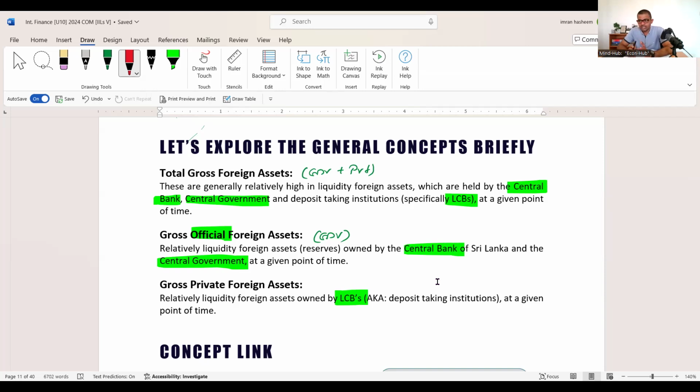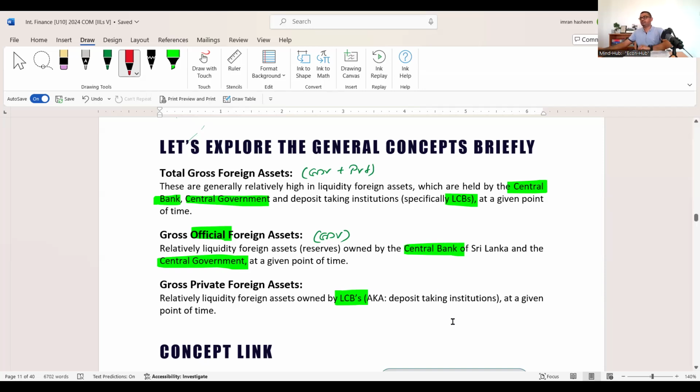Okay. So these terms, you need to have an idea. Total means government and private sector foreign reserves, assets. Gross means the assets before minusing the liabilities. Official means Central Bank of Sri Lanka mainly and Government of Sri Lanka or central government, official. Private means mainly deposit taking institutions. That is another way to say mainly LCBs and maybe primary dealers.